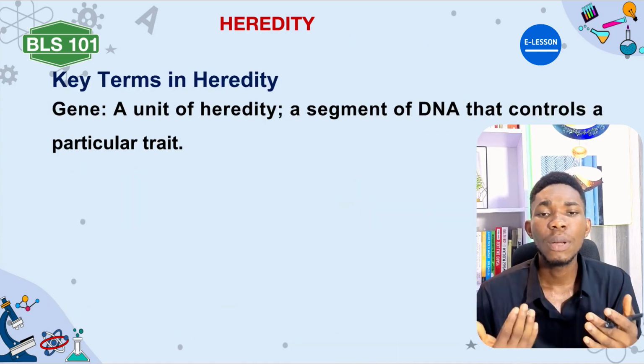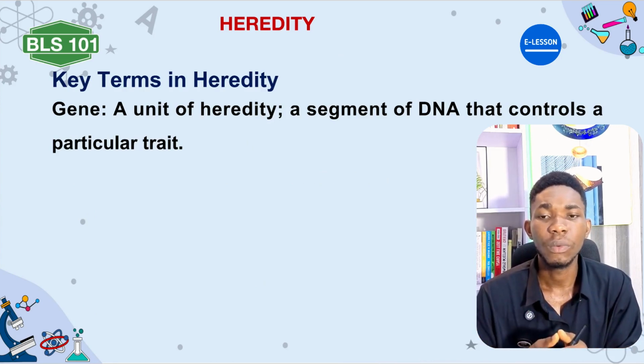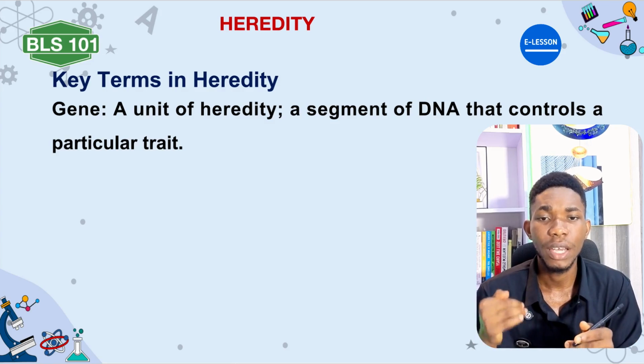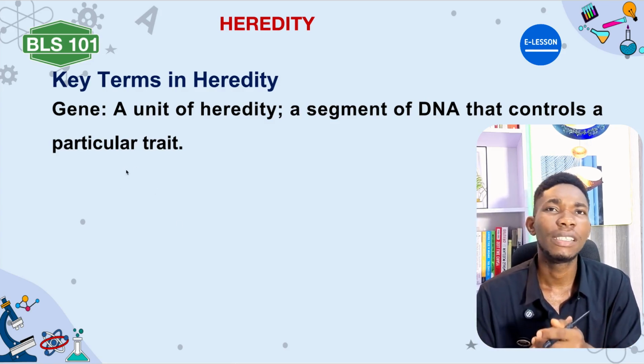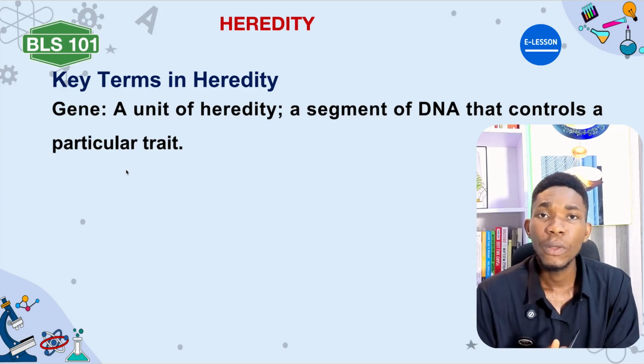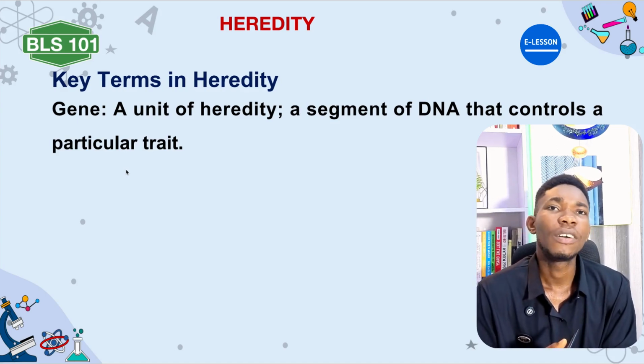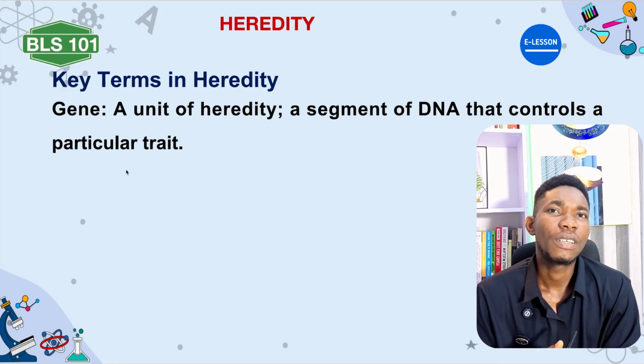Now, let us look at some key terms in heredity. One of the terms that we are going to look at is gene. A unit of heredity, or a segment of the DNA that controls a particular trait, is called a gene. For instance, when you hear people say things like, this gene dey your body. What are some of the genes you can say dey your body?